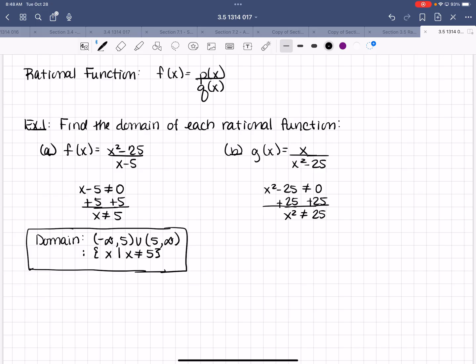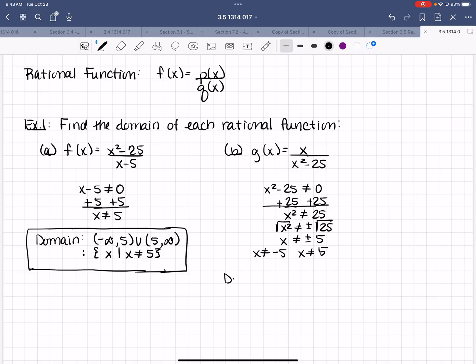I'm going to take the square root of both sides. Remember to put plus or minus when you're taking that square root of positive 25 there. So that's going to tell me that x cannot equal plus or minus 5. Guys, that means x cannot equal negative 5 and x cannot equal positive 5. They're all about the 5s today, aren't they?